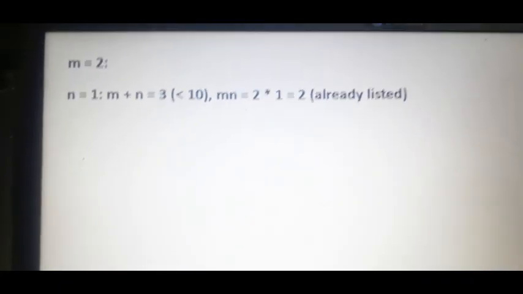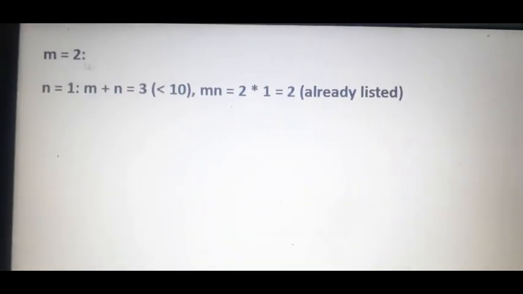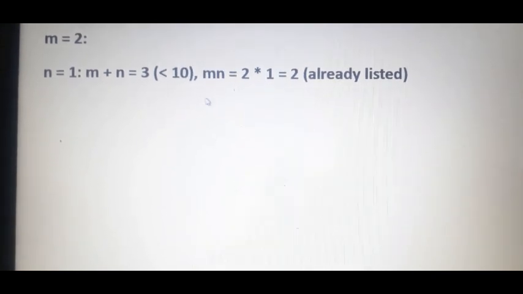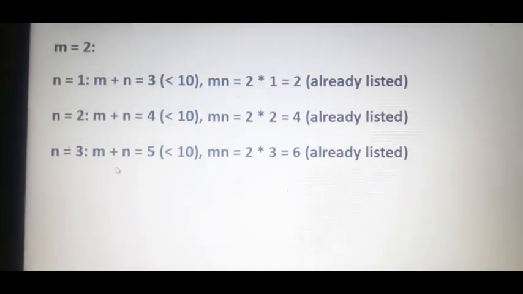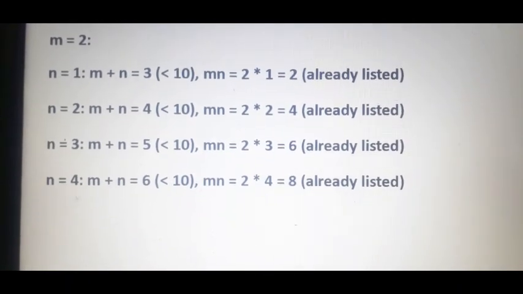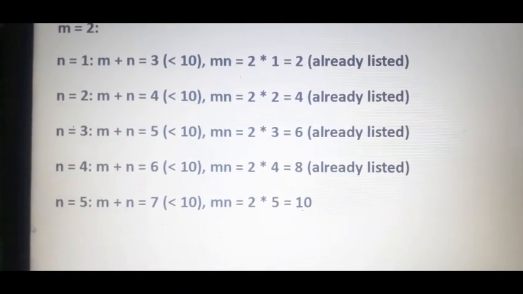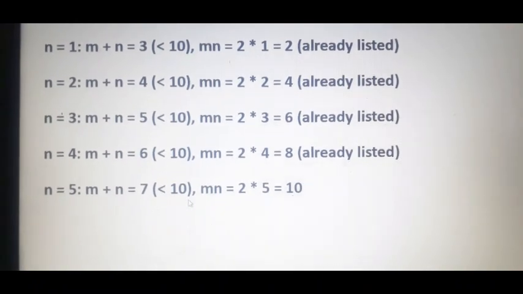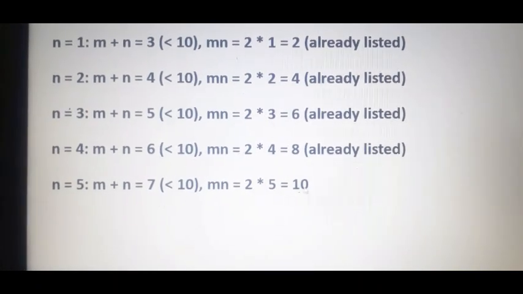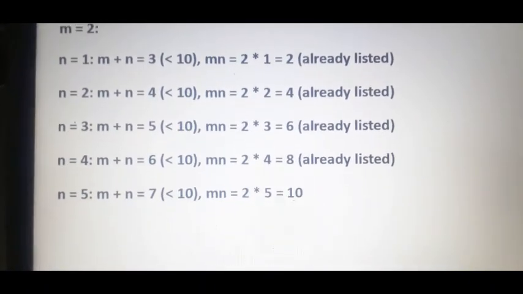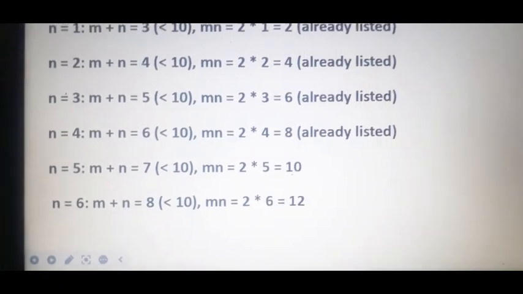When m is 2, start from 1 for n. 1 plus 2 is 3, the same as already listed. If n is 2, again less than 10. If n is 3 or 4, m plus n is 5 or 6, and these are already listed. If n is 5, 5 plus 2 is 7, which is less than 10, but the product of 2 and 5 is 10. 10 is not listed, so we take 10 because it is not listed in the previous ones.